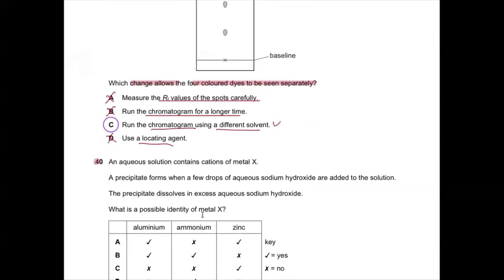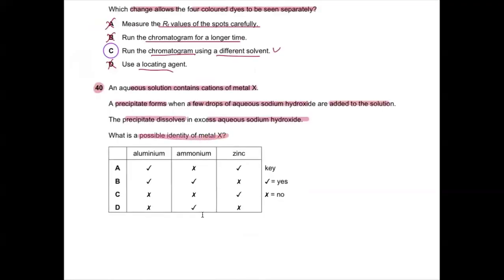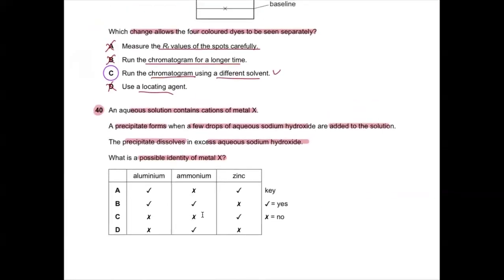Now MCQ number 40. An aqueous solution contains a cation of metal X. A precipitate forms when a few drops of aqueous sodium hydroxide are added to the solution. The precipitate dissolves in excess aqueous sodium hydroxide. What is the possible identity of metal X? So with sodium hydroxide, aluminum can be identified, right? They form the precipitate and it dissolves when excess is added. So C and D go wrong.